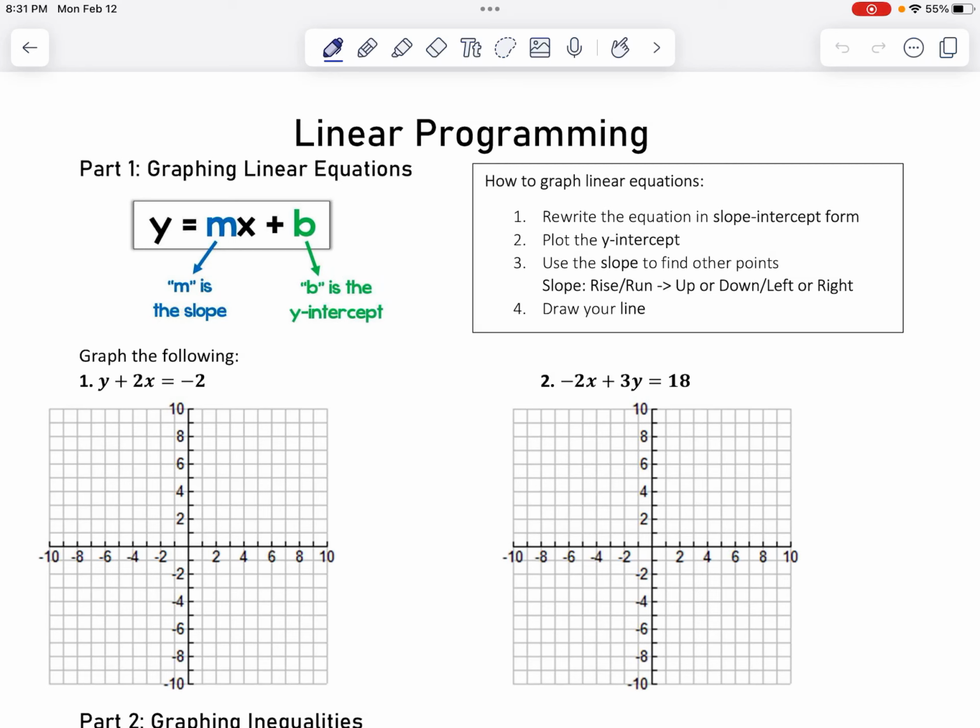These notes are going to go over part one of the linear programming notes. So we're going to take this section by section. And part one is just a quick review of graphing linear equations.